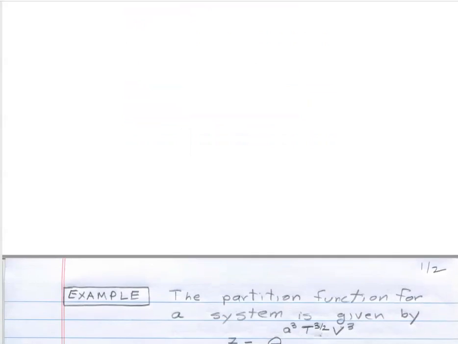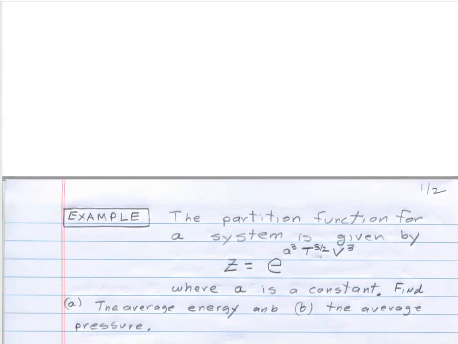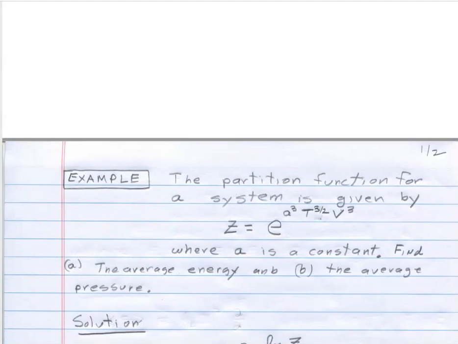Next example, example 2.7. This one has a little more substance to it. The partition function for a system is given by, and there's the full partition function, as this exponential e to the a cubed T to the 3 halves times the volume cubed. And a is just a constant term that I guess is determined in some theory that one has, whoever developed this partition function.